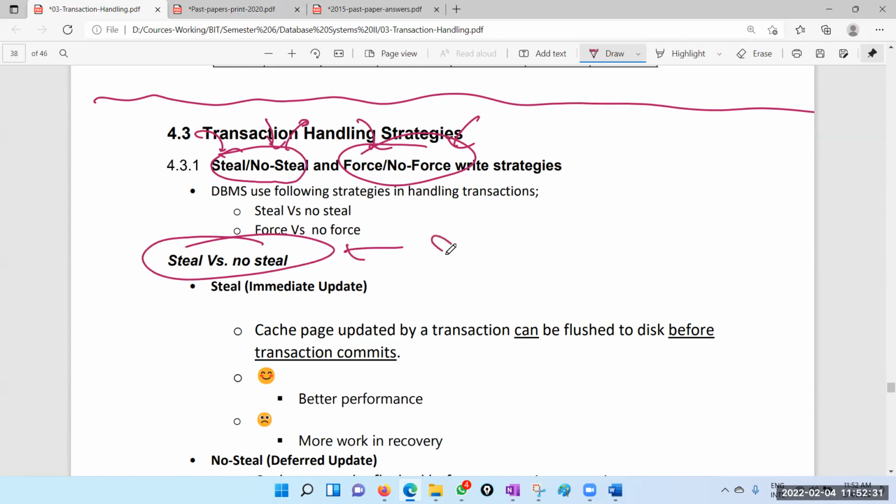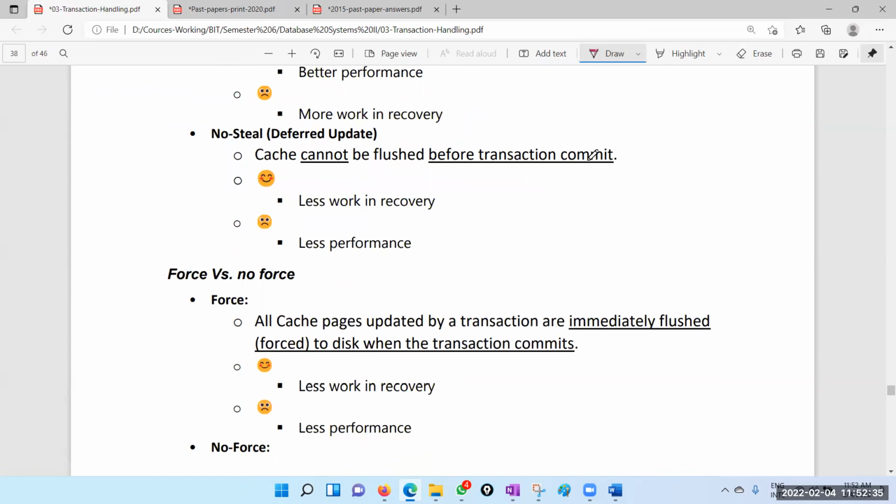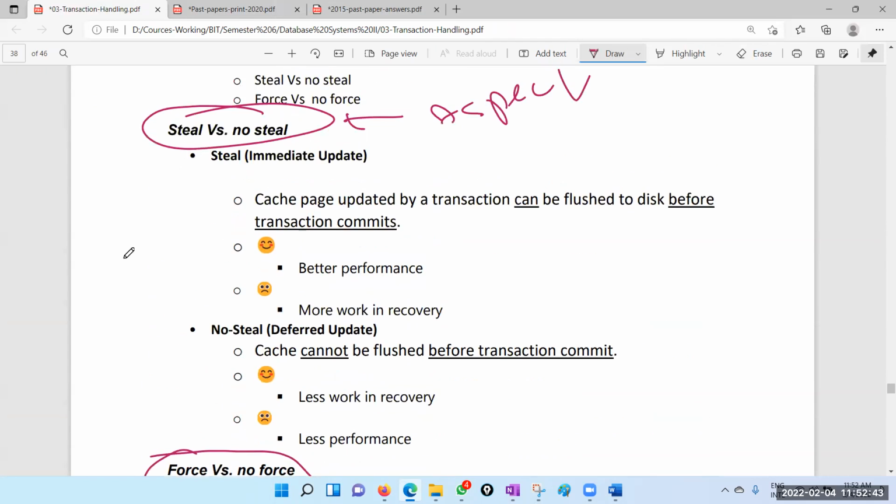One particular aspect we have to think about is steal versus no steal. Another aspect is force versus no force. So what is meant by steal versus no steal? Another name for steal is immediate update. Another name for no steal is deferred. Deferred means you postpone, immediate means you do it immediately. It's very easy to understand.